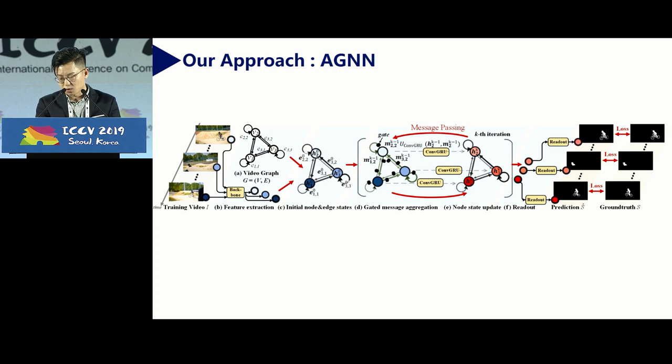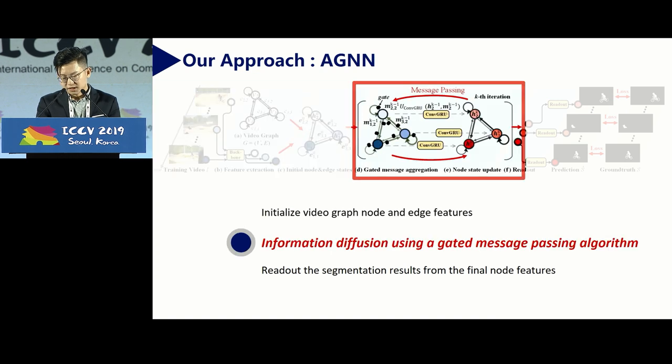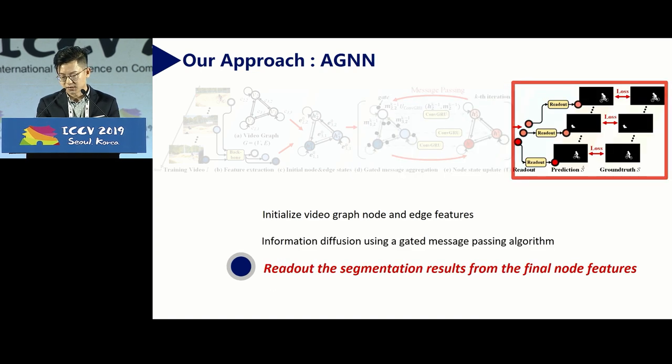Here is the overall network architecture of our model in the training step. Basically, it contains three stages. First, we initialize the node and edge features of the video graph. Then, we achieve the information diffusion over the video graph by a gated message passing process. Finally, the segmentation results are read out from the final node representation.